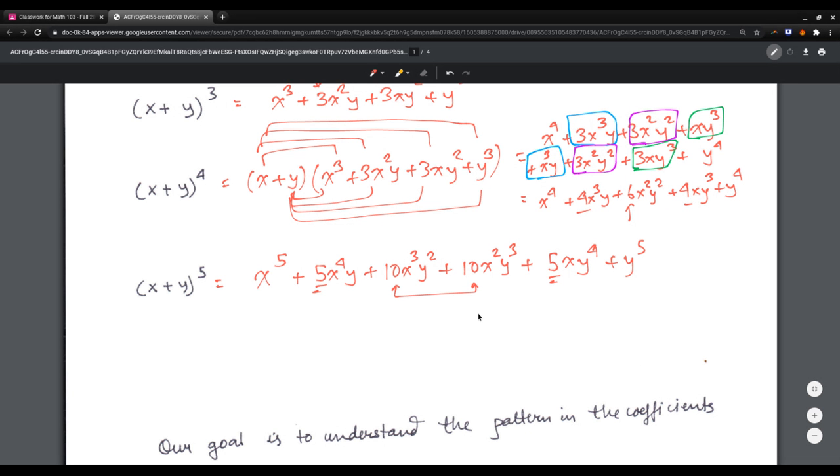So our goal is to understand the pattern in the coefficients. Coefficients meaning these numbers.